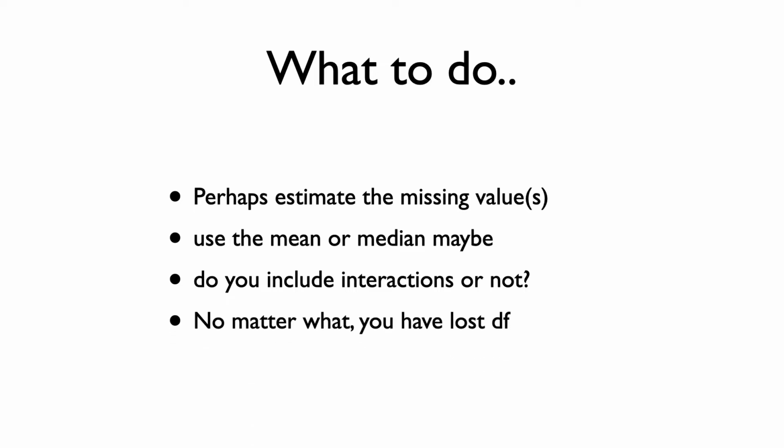But no matter what you do, you've lost degrees of freedom. So when you add in an estimated value, which is not a bad thing, I would instead go collect more data. But if I couldn't and I really needed equal cell sizes, I might estimate them, but I would keep in mind that if I add a value that I've just estimated, it's not like that increases my degrees of freedom.